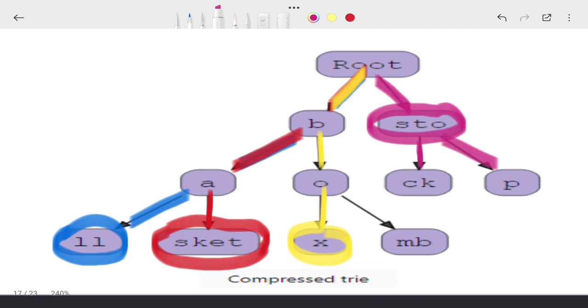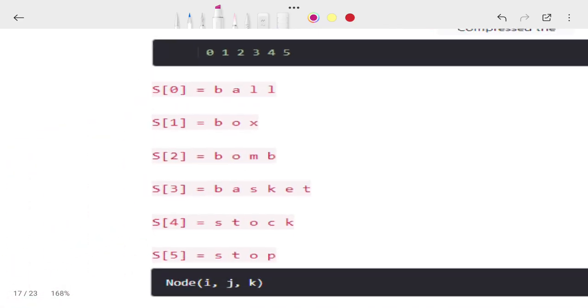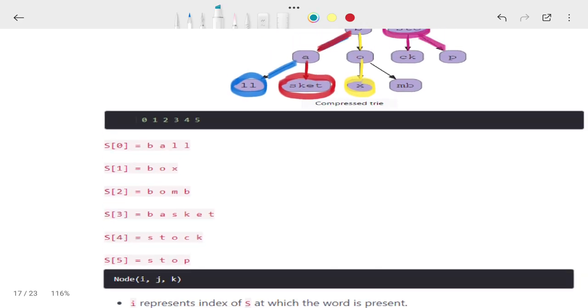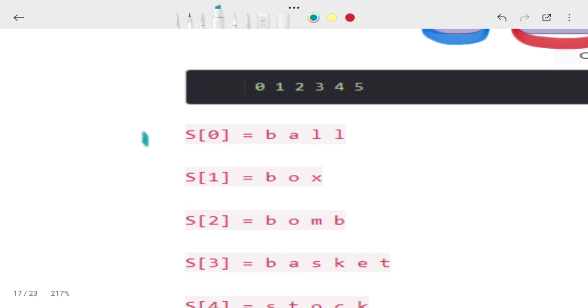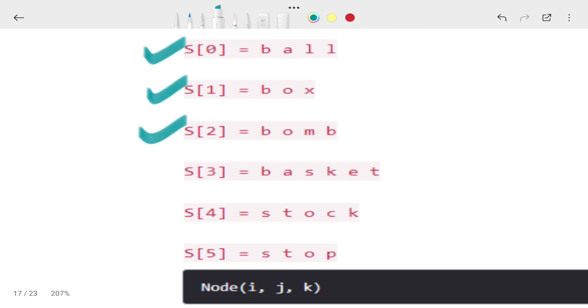So whenever it is not possible to make a different branch, then I compress my text. This is the meaning of my compressed trie. Now you can see what we have written. This data we have written in this form. S0 is equal to ball, this is my first text. Second is box. Third is bomb. Fourth is basket. Fifth is stock, and sixth is stop.